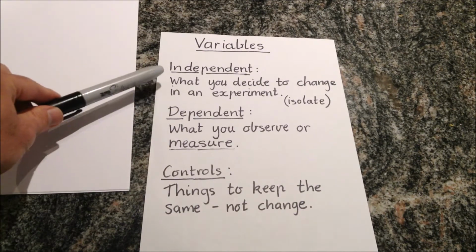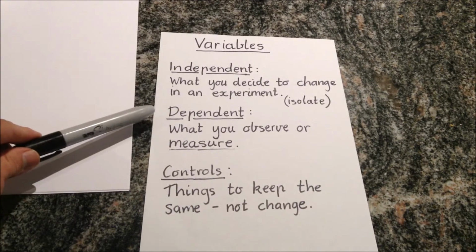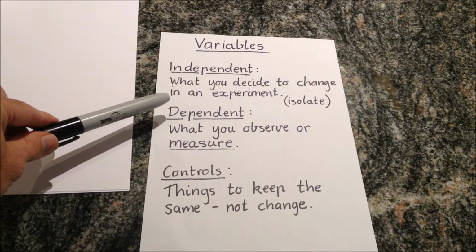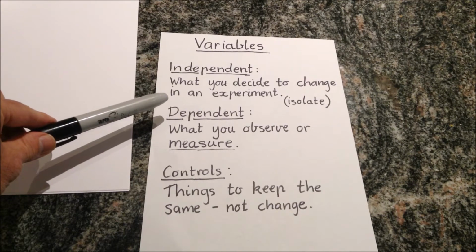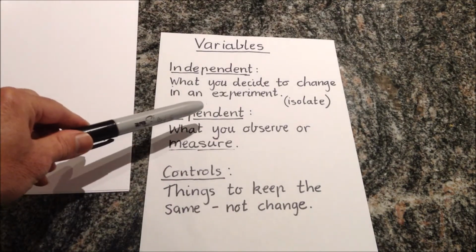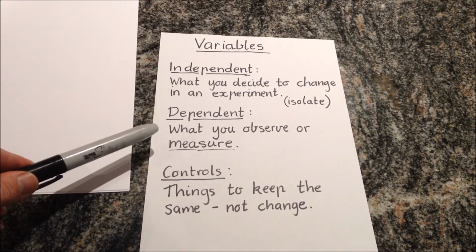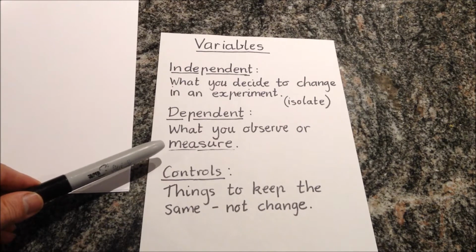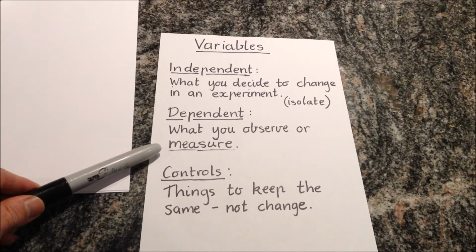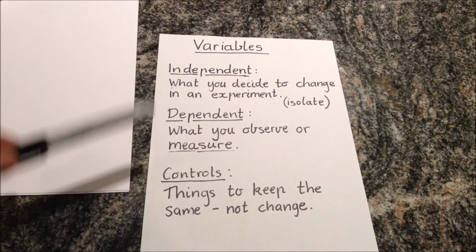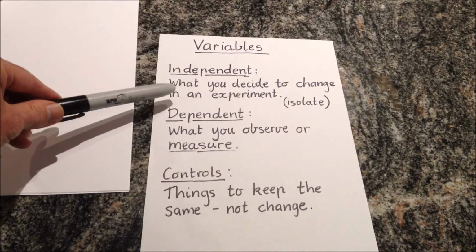Now, the difference between independent and dependent variables is that the independent variable is what you decide to change in the experiment. You want to isolate the thing you want to change to know that it's making the difference. And the dependent variable is what you observe or what you measure. And in this case, it's going to be how much water is evaporating. And the controls, of course, are all those variables that we want to keep the same and not change, so we know that it's that independent variable that's making the difference.